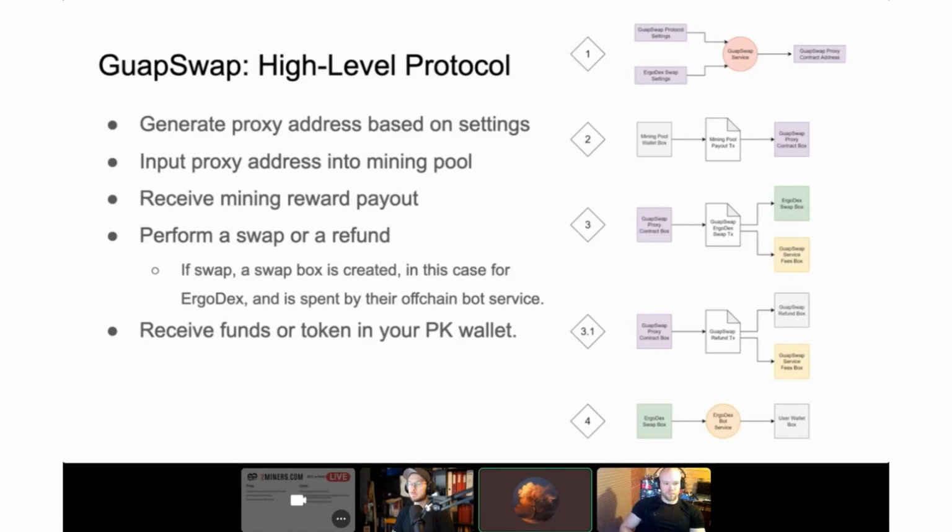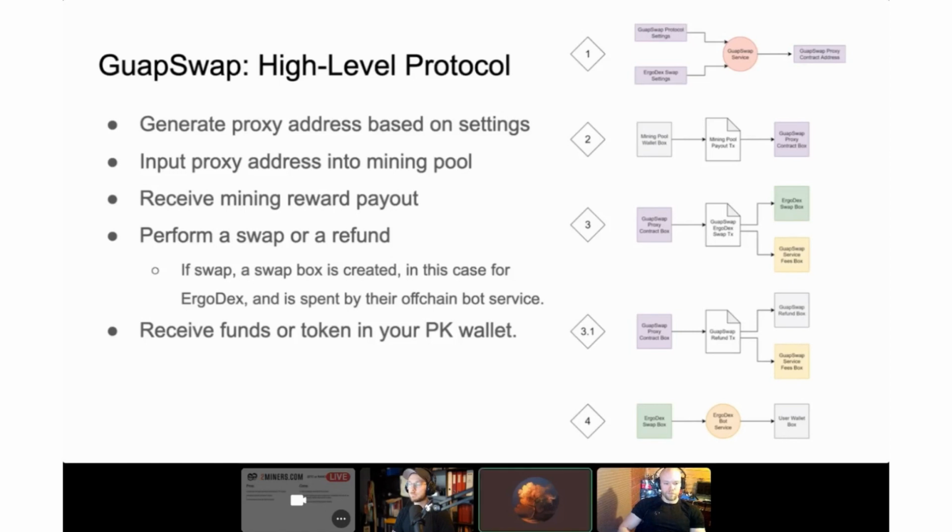pool you're using, and then any rewards you receive from mining would be sent to this proxy address instead of your public key. And the reason we use a proxy address is to ensure that the funds that are locked at that address can only be spent in the specific way laid out in the contract. And this contract is open source, so you can read it and ensure that we aren't actually spending it in any funky ways. So in step 2, you would receive your payout, and this would create a box on the Ergo blockchain locked with the proxy address and your miner rewards in it.